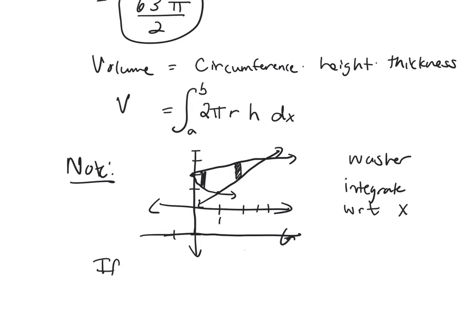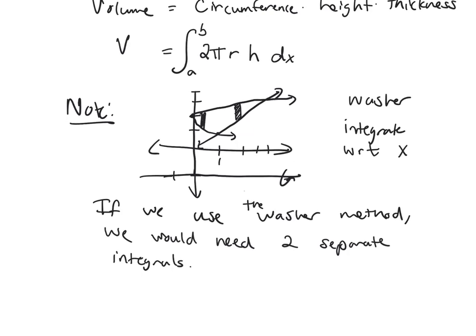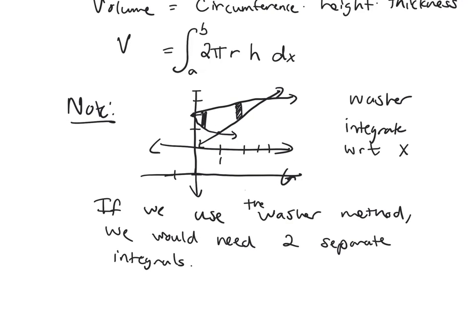So if we use the washer method, we would need two separate integrals. You would have an integral for x between 0 and 1, and then you would have a different integral between 1 and 4 for x. And I don't want to compute two integrals, right? It's better to compute one and save yourself a little bit of work. So sometimes for your setup and your problem, one way will save you a lot more time and energy and effort if you do it with one method over the other.